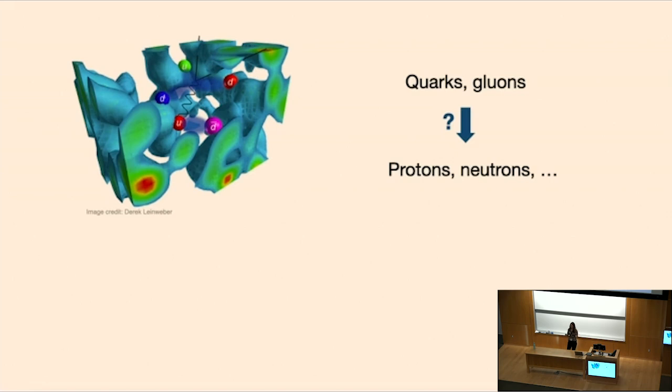So how do quarks and gluons come together? How does their interaction result in the formation of these composite particles? This is, in general, a difficult question. And in the last 50, now a bit more than 50 years, people have addressed these questions using Monte Carlo simulation on the lattice. And this is a very powerful tool.